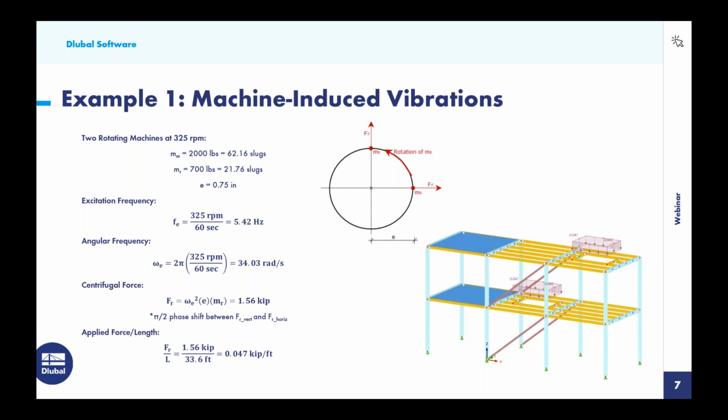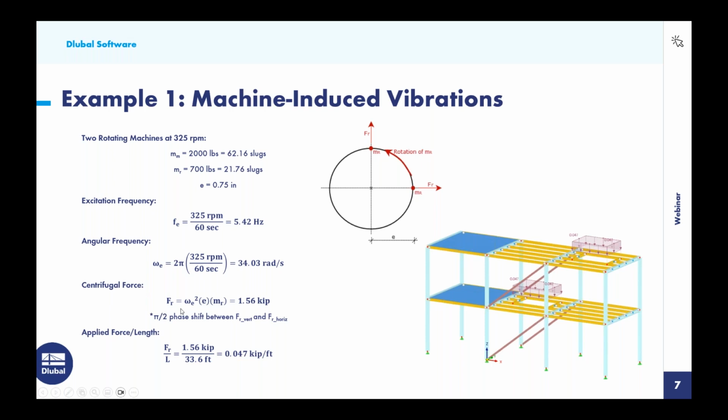So we just simply take the 325 rotations per minute, we divide by 60 seconds, and we get a value of 5.42 hertz. So this is a really important number to remember, and will come into play a little bit later on, but just remember this excitation frequency magnitude here. The angular frequency is calculated by simply taking the excitation frequency, multiplying by 2 pi, and we get 34.03 radians per second. And finally, we want to calculate the centrifugal force.